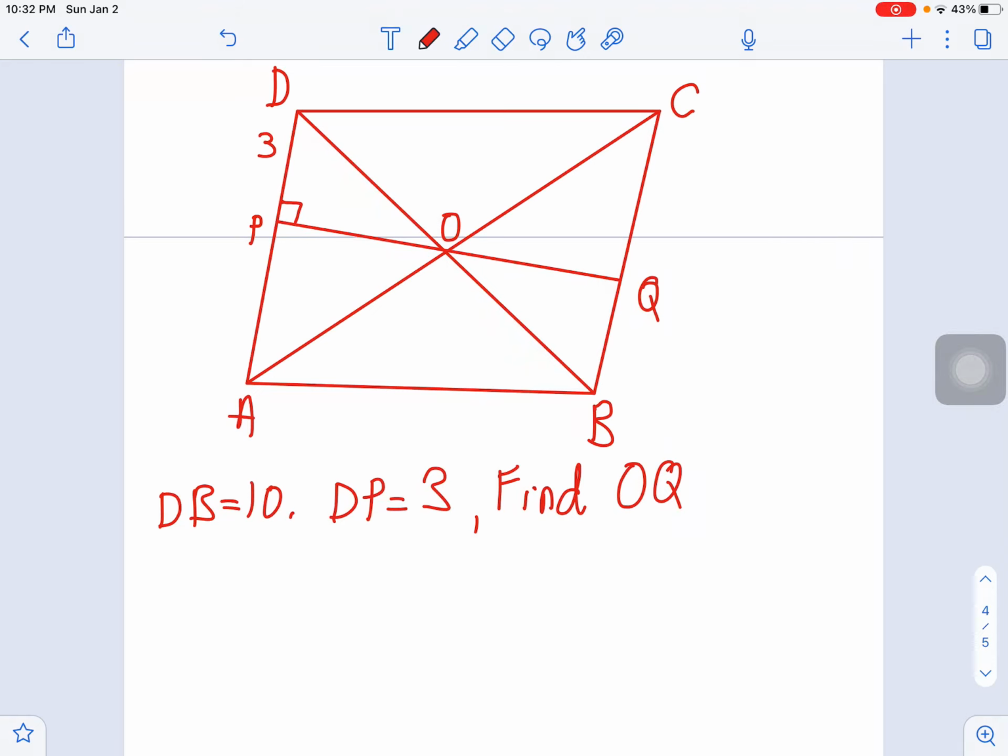Parallelogram ABCD has the following details. DP is given to be 10 units. DP is given to be 3 units. They are expecting you to find OQ.